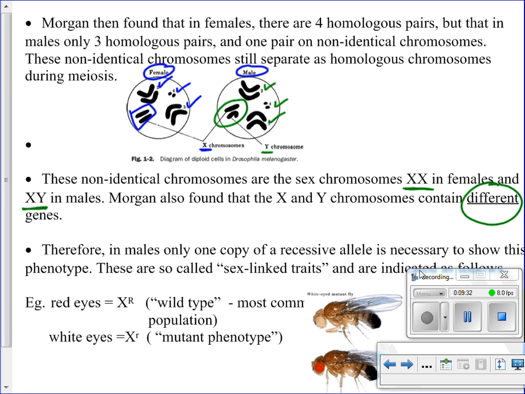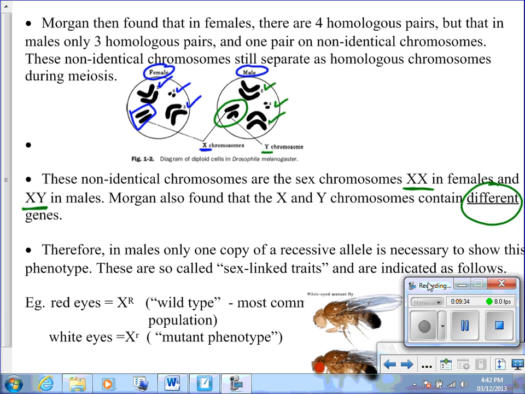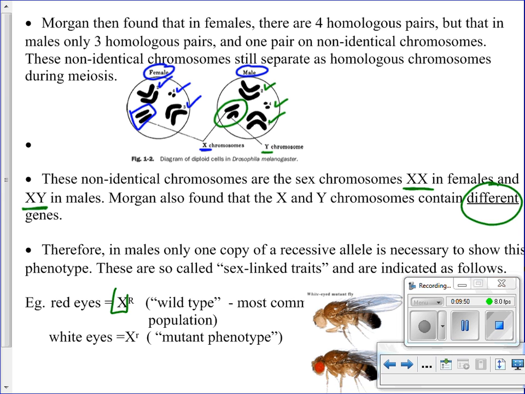When we do discover that we have a trait that is on the X, or in fact on the Y chromosome as well, you do need to use some different notation. You need to make it very clear that that particular gene and the versions of that gene, the different alleles, are on the X chromosome. So what we use is a capital X to represent the X chromosome, and then you superscript your other letters, whether they're dominant or recessive, on the X chromosome.